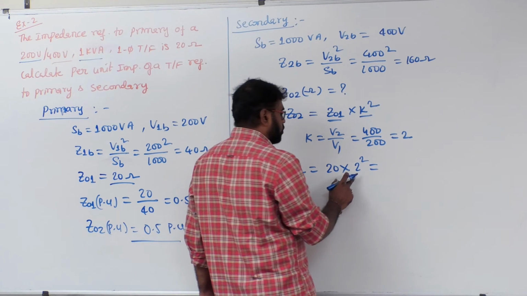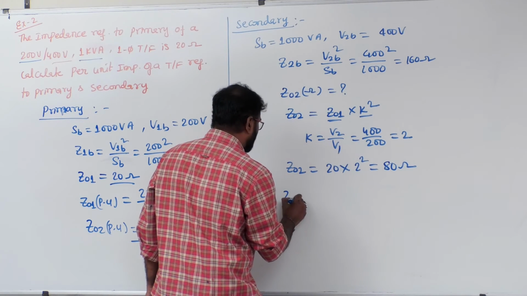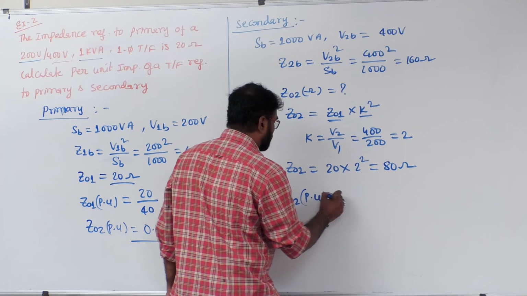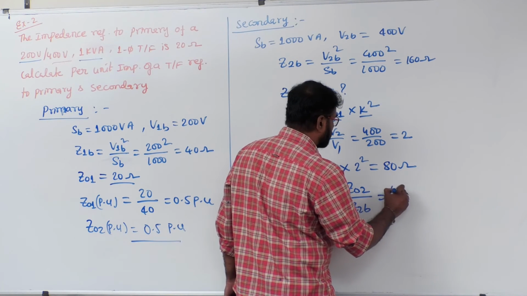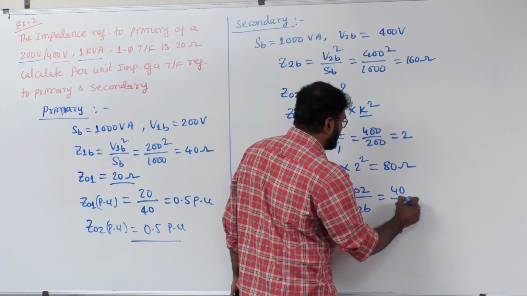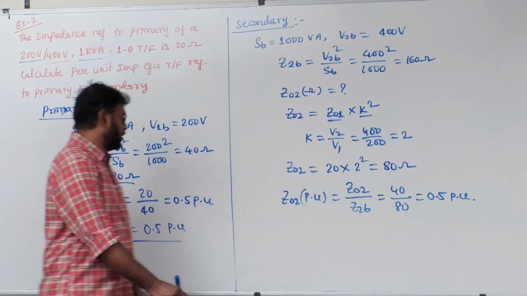Clear? So 2 square means 4, 4 into 20, 80 ohms. Now let's calculate Z02 per unit. Z02 per unit means Z02 actual by Z2 base. Z02 actual is 40 ohms, Z2 base is 80 ohms. 40 by 80 is what? 0.5 per unit. Okay, clear?